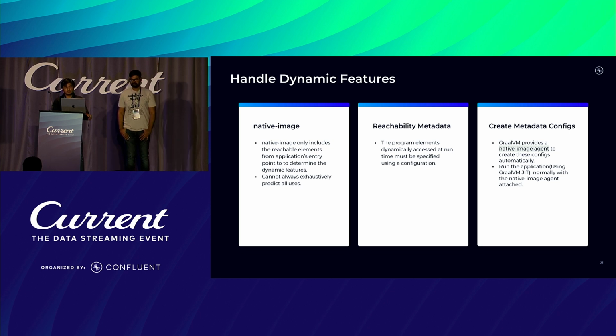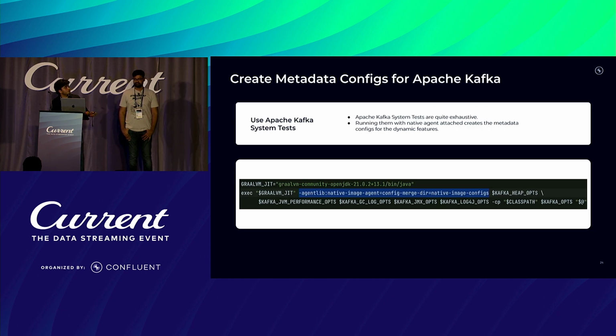But how can we ensure that we touch all the code paths? For that, we made use of the Apache Kafka system tests, which are quite extensive. We ran all the Apache Kafka system tests using GraalVM JIT with the native agent attached, and it created the reachability metadata for us. You can see we have put an example of how we are bringing up Apache Kafka using GraalVM JIT and the native agent attached.